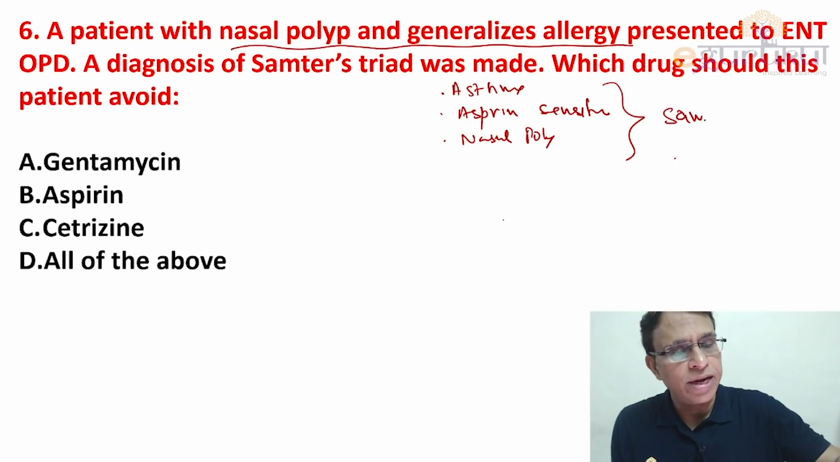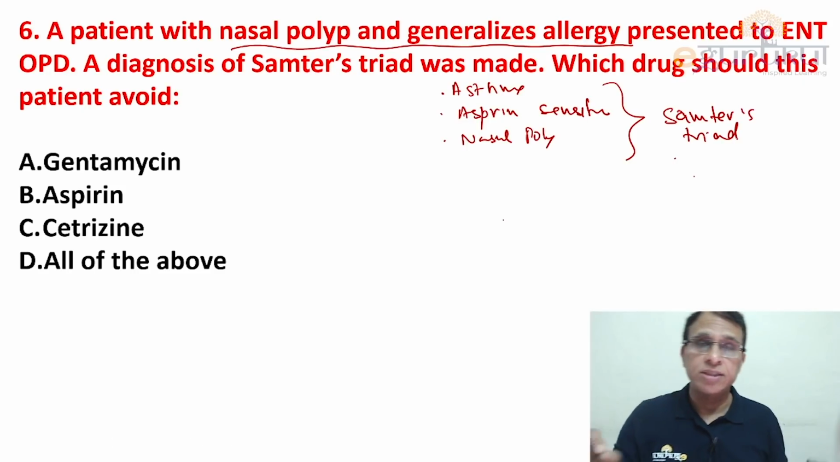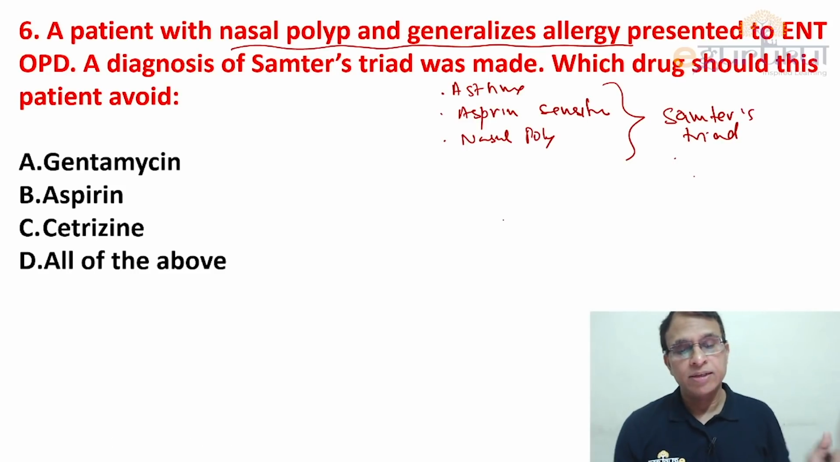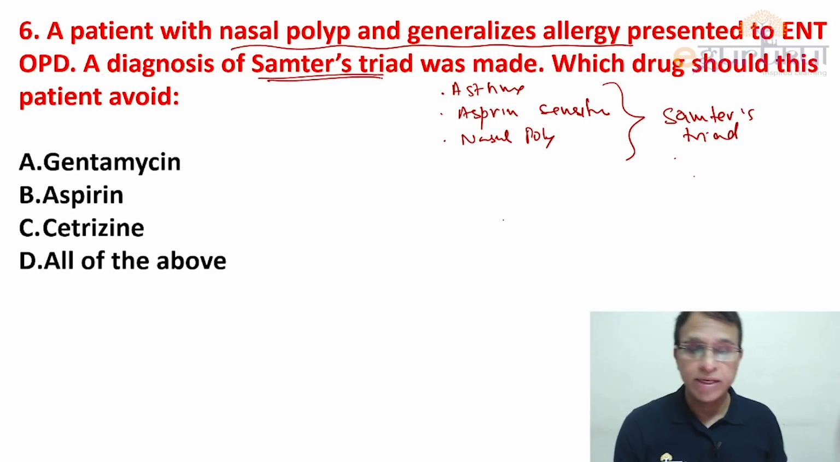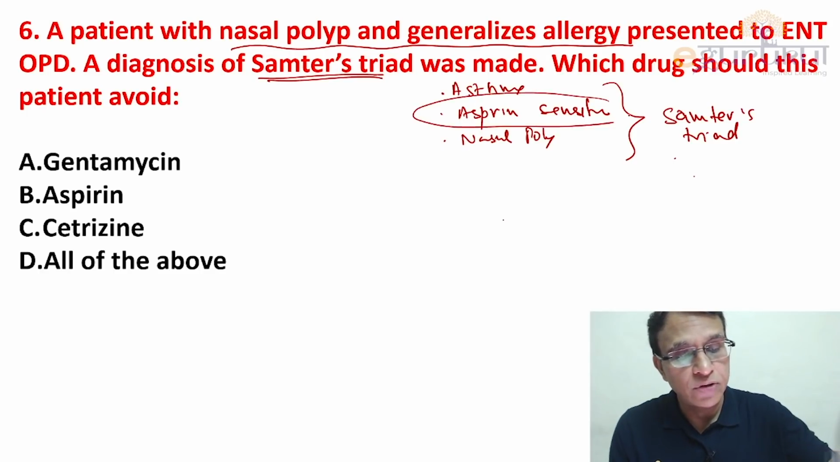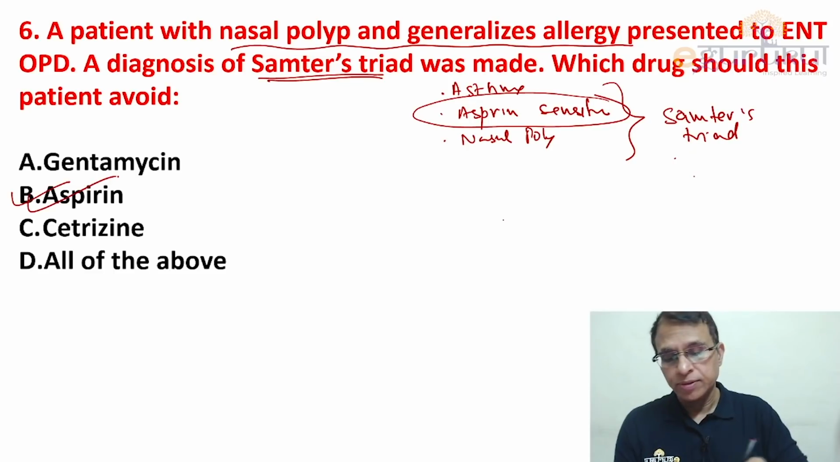I don't know whether they named Samter's triad or not. One of the students told me they had mentioned this is Samter's triad or something like that. And so the diagnosis of Samter's triad is made. And so which drug has to be avoided? Obviously, if the patient is sensitive to aspirin, you have to avoid it. Very straightforward question.